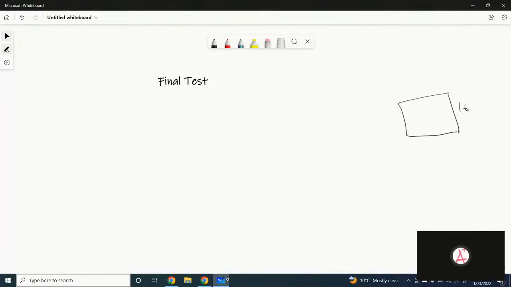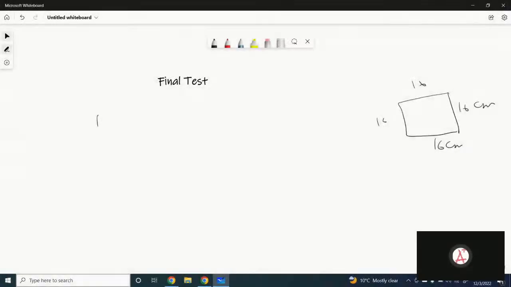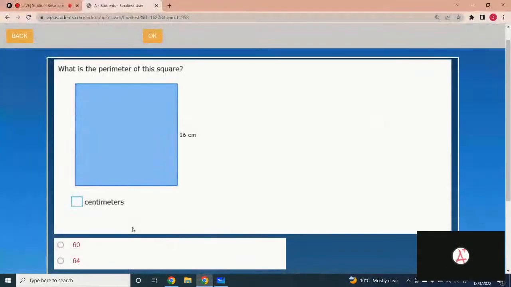So a square has all 4 sides equal in length. If one of them is 16, the perimeter must be the sum of all the sides. So just add all 4 values. It would be perimeter P equals 16 plus 16 plus 16 plus 16. So it makes 64. So the perimeter of the square is 64 centimeters. Got it? So just select the correct option, then click on the OK button. It is 64.